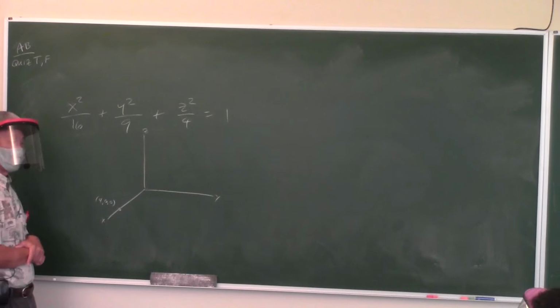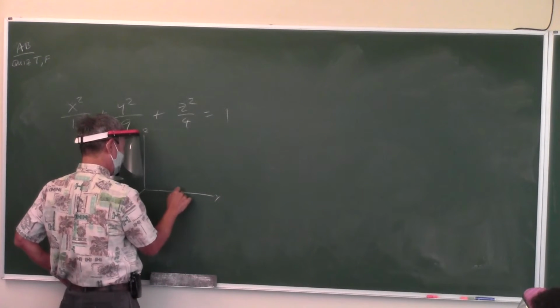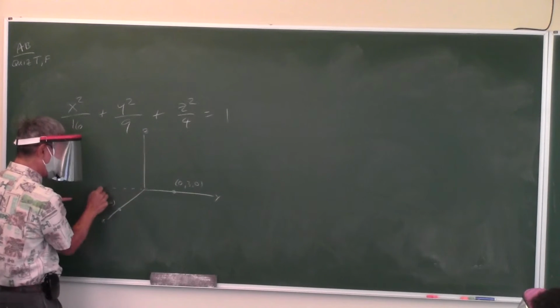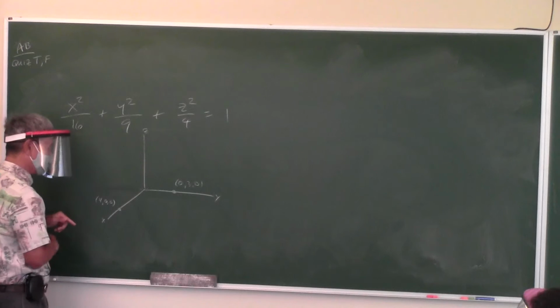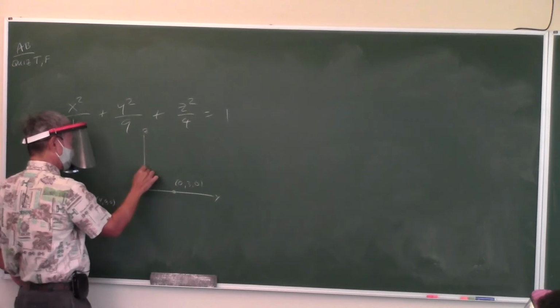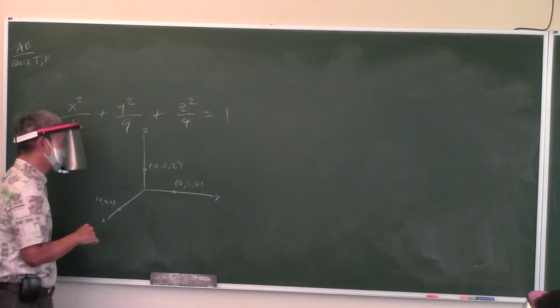What are the y-intercepts? Plus or minus 3. So same thing, you're going to have one over here on the other side, but we're not going to draw that one. And then z-intercepts? Plus or minus 2. Okay, plus or minus 2. So those are the intercepts.